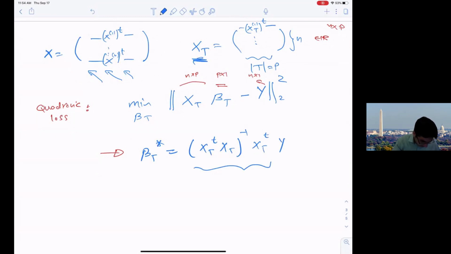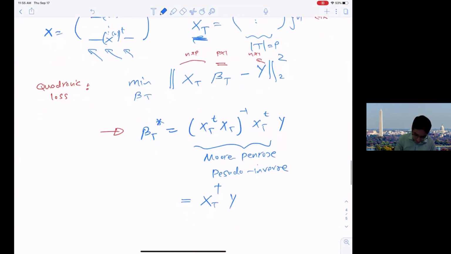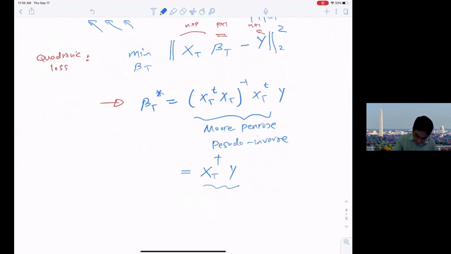So this term is called the Moore-Penrose pseudo inverse. And for simplicity, we just show it with this label. It's the pseudo inverse operator of your matrix X_T. See, this matrix X_T is not even a square matrix, so you cannot just look at the inverse of that. So you look at the pseudo inverse with this following definition. All right, so that's my beta_T star. It's going to be like this, and my other betas for the complement are zero, as I have already mentioned. So that's basically the optimal beta that I can fit to this data.